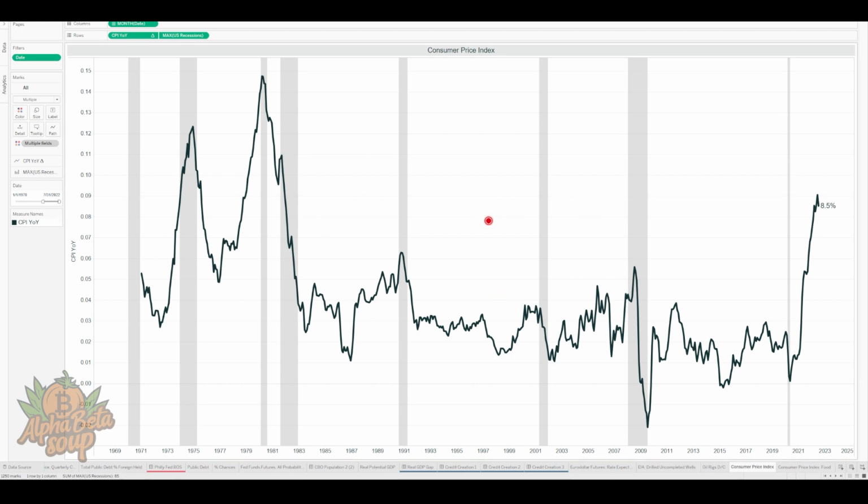You're looking at my screen right now, and we're checking out the consumer price index year over year. That is the default way that we tend to measure inflation. In annual rate of change terms, it's at 8.5% for July. It came down from 9.1% in June, which was a high going back all the way to 1981.